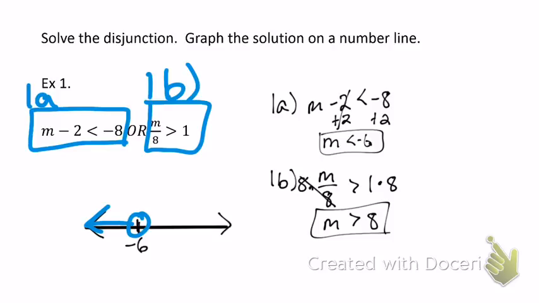Now m is greater than 8. I'm going to put it on the same number line. I know 8 would be to the right of that. And so I've got greater than, that's an open circle, and this time the arrow is pointing to the right. And that's all a disjunction is. Just two small little problems. We're going to graph both of them on the same number line.